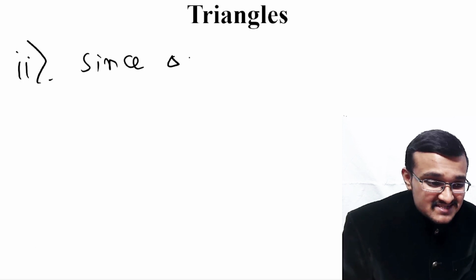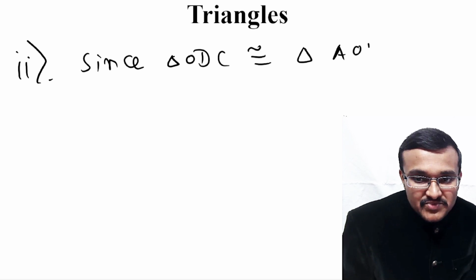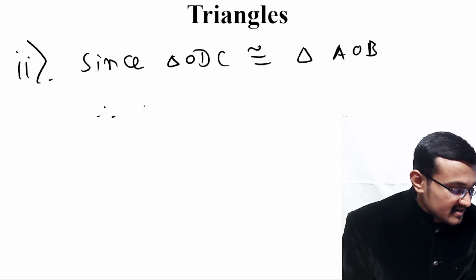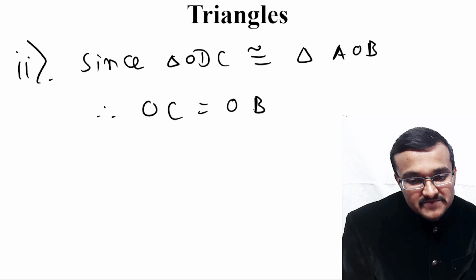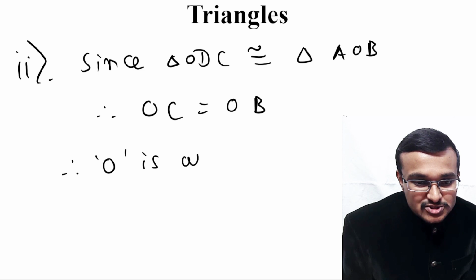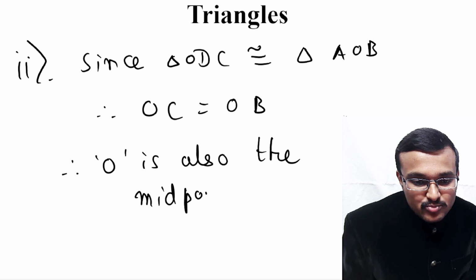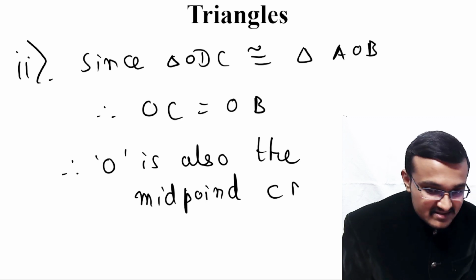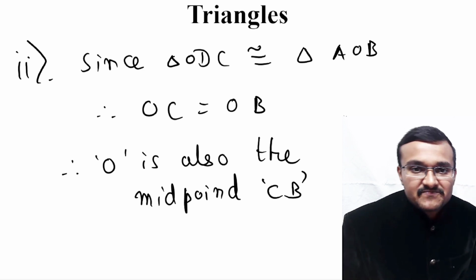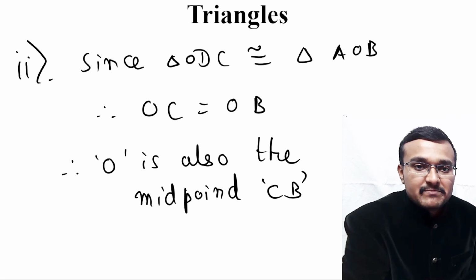Now in the second question, since triangle ODC is congruent with triangle AOB, therefore here OC is equal to OB, because those two triangles are congruent with each other. Therefore O is also the midpoint. So O is also the midpoint of the line segment CB, or BC. So we have proved the first question and the second question which are there in this example 3.